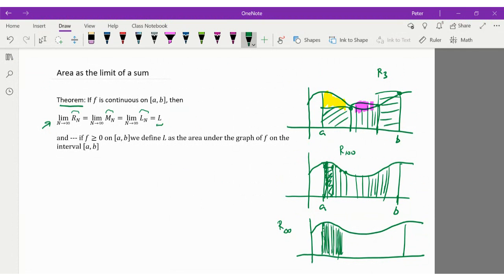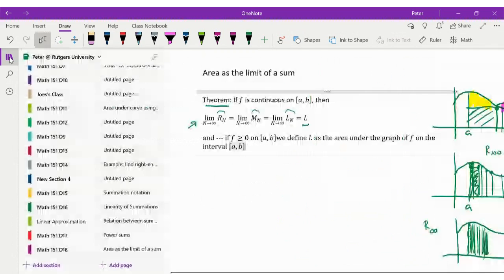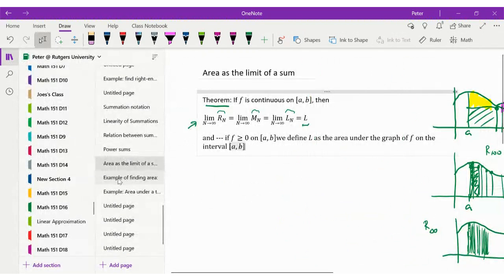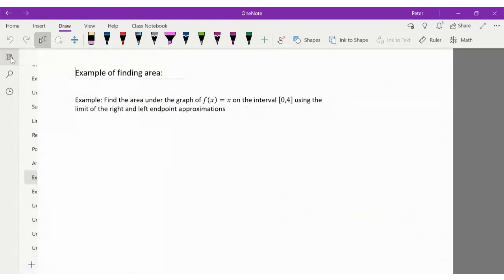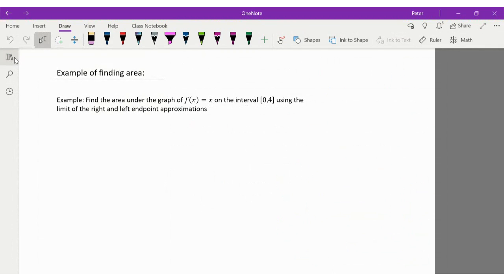So let's do that in a situation where we already know what the answer is. And hopefully you'll see how this works and how this all comes together with the sums. So let's find the area under the graph of f of x equals x on the interval 0, 4, using the limit of the right endpoint approximation, just because I don't want to spend a lot of time doing the other one. Maybe we'll do the other one next time.